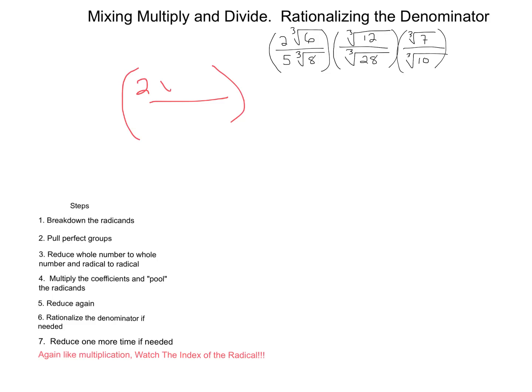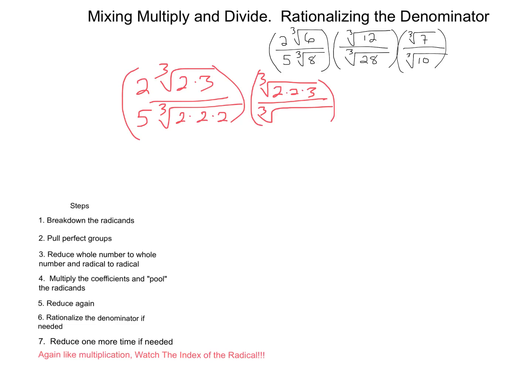So 2 cube root. Now again, 6 is 2 times 3. 5 cube root. 8 is 2 times 2 times 2. 12, I know is 4 and 3, and 4 breaks down as 2, so 2 times 2 times 3 over cube root. Now 28 is 7 and 4, so 2 times 2 times 7. And then we have cube root 7. Cube root, now 10 is 2 times 5. All right, so there's part 1.